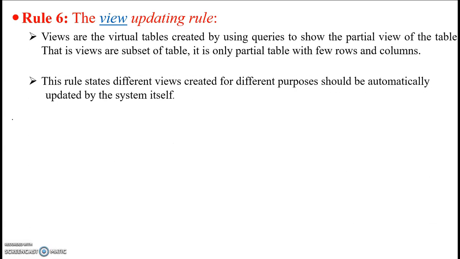Now rule number 6, the view updating rule. Now views are the virtual tables created by using queries. For different users, different views can be created. It can be the entire view of the table, or it can be the partial view of the table that can be shown to the user. We can say the views are a subset of the table. Obviously this partial table or the view will also have rows and columns, right?